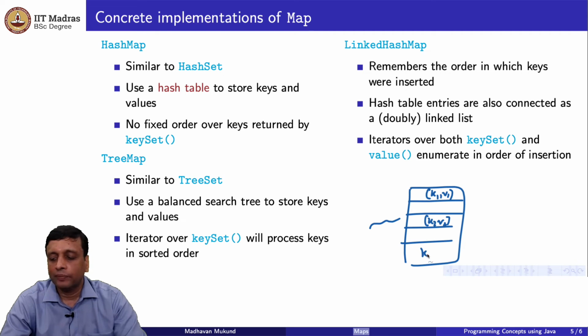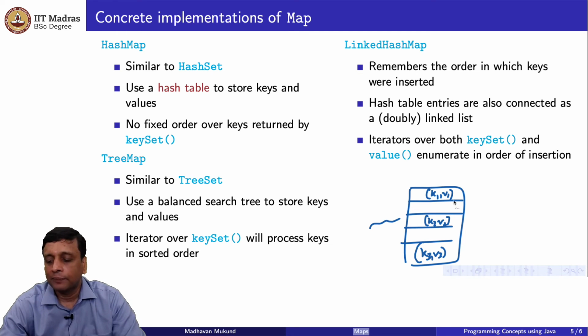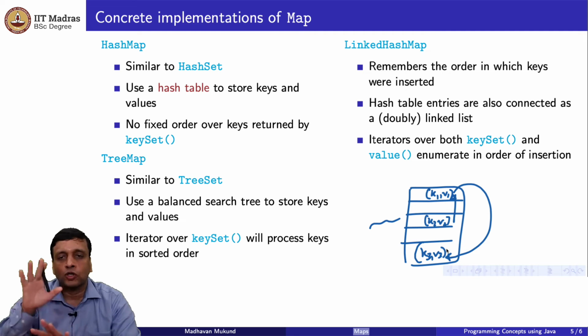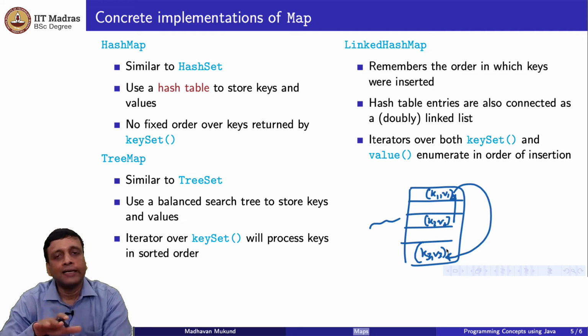And these entries could have been added in any order. The positions are determined by the hash function. Now what a linked hash map does is it remembers. Supposing k2, v2 came first, and then k1, v1, then it will separately maintain a link from here to here. And then k3, v3 came next, it will maintain a link. So superimposed on top of the hash table, we have a linked list structure.